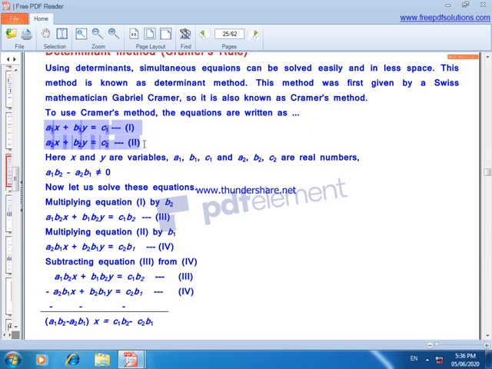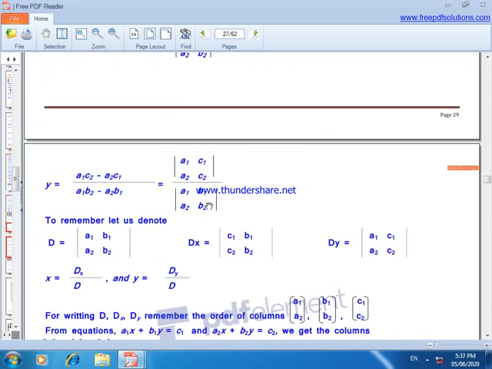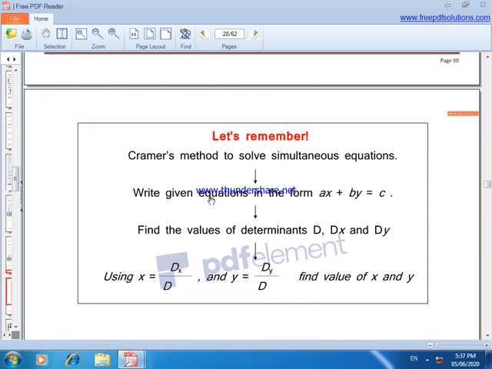Now let's see here, these are the two simultaneous equations. a1x plus b1y is equal to c1, a2x plus b2y is equal to c2. Here coefficient of x is denoted by a1, coefficient of y is denoted by b1, and the constant term is denoted by c1. Then in second equation, coefficient of x is denoted by a2, coefficient of y is denoted by b2, and the constant term is denoted by c2. So these are the values a1 a2 b1 b2 c1 c2. Now let's see how to solve the given simultaneous equation by Cramer's rule.